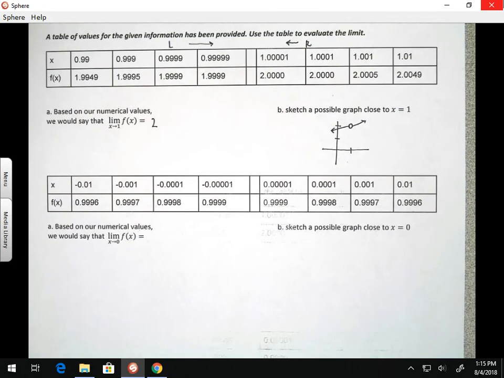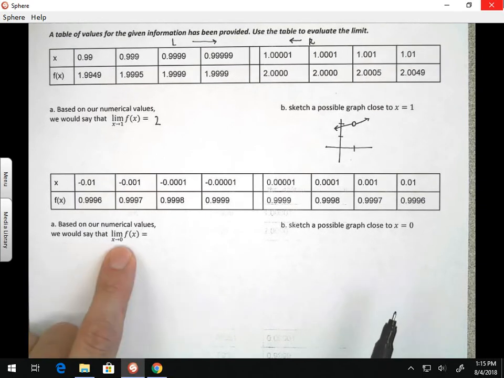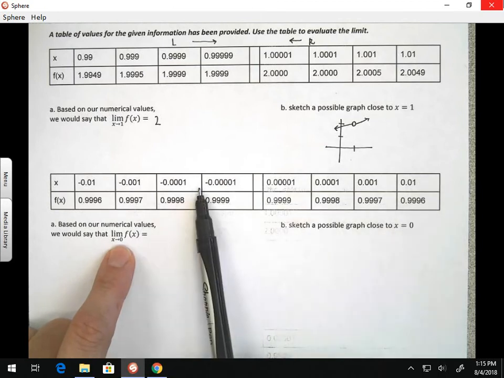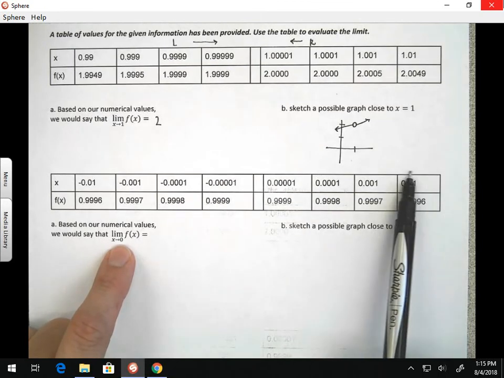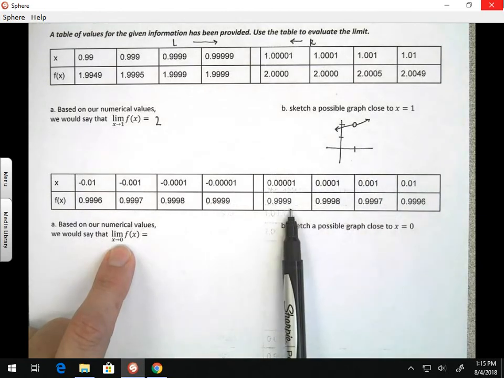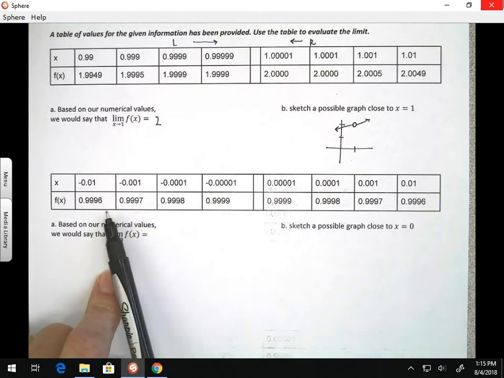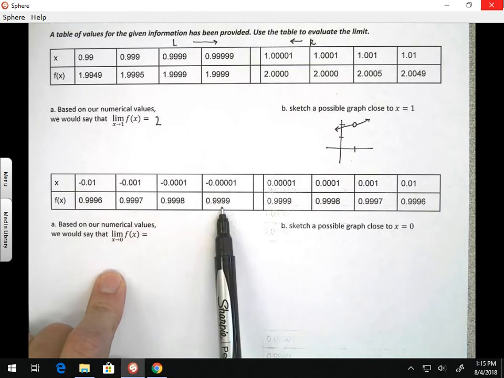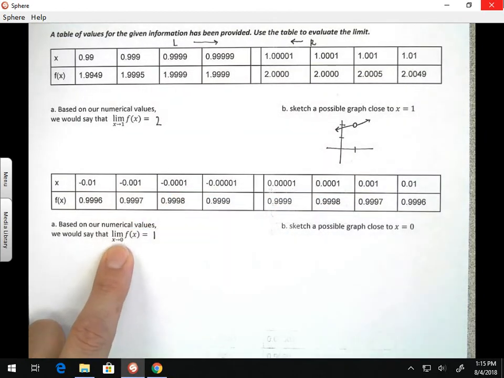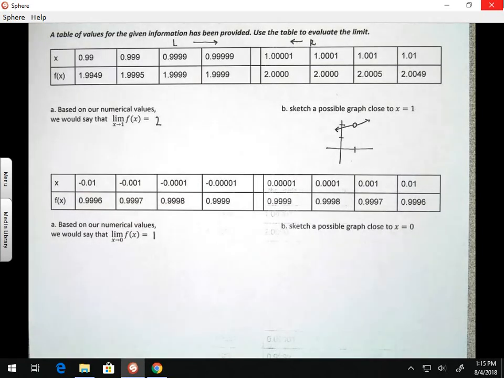So the same idea then for my second one here. Again, now we're looking at x approaches 0, and we need to consider from the right and the left-hand sides. So as I come from the right, my values are getting bigger and bigger, and it would look like they're approaching 1. If I consider from the left side, I have the same thing. My values are increasing, and they're also approaching 1, so I feel comfortable saying that the two-sided limit is 1. And again, we're going to sketch a possible graph.